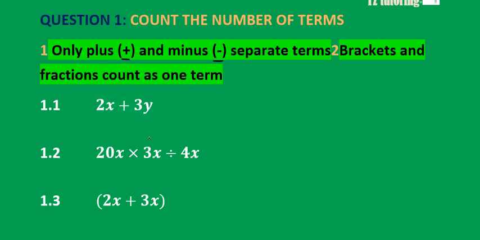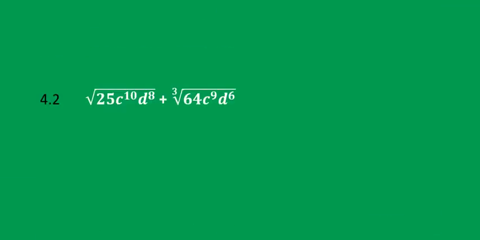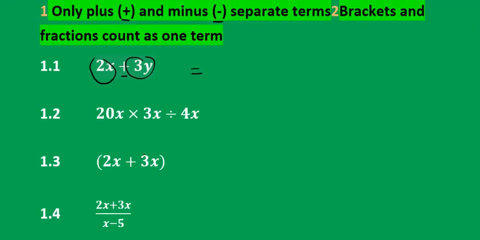How many terms do we have in 1.1? In 1.1, because of that plus there, remember, plus and minus can separate terms, so we've got 2 terms. All right, and how many terms do we have here? That's a multiplication. Multiplication does not separate terms. That's a division. Division can also not separate terms. So that means that is just 1 term.